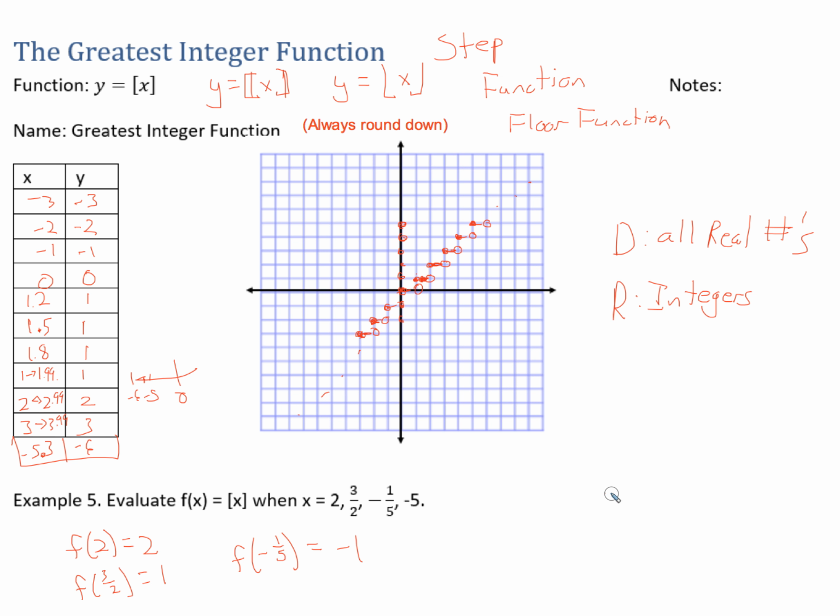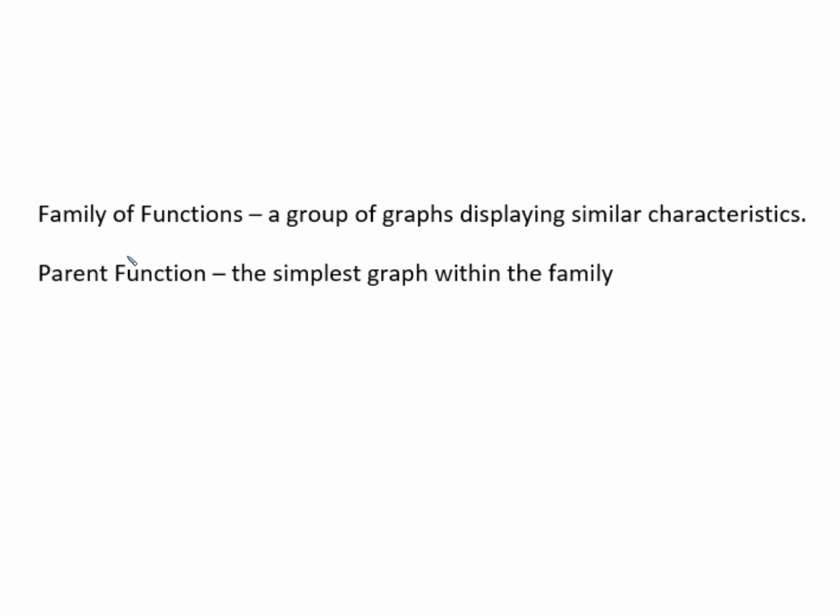So if you think of a number line, here's 0, here's negative 1, about here's negative 1/5. Remember, we always round down, so what's the integer directly to the left of our number? It's negative 1. And then f of negative 5, well, that's already an integer, so it's just negative 5. So that is a lesson on absolute value function and the greatest integer function. And we will be using this idea of family of functions throughout the course, having the parent function and then other functions that have similar characteristics.